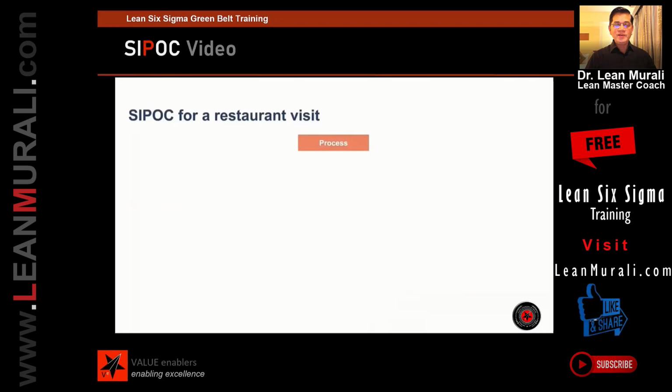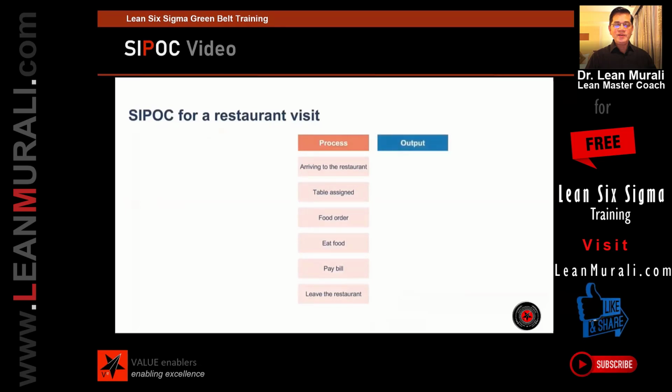So in this case, the process would be the customer arriving at the restaurant, they're assigned to a table, they order some food, they eat the food, they pay their bills, and they leave the restaurant. And these are the process steps. So we start with identifying the processes. And the next step would then be to look at the outputs.